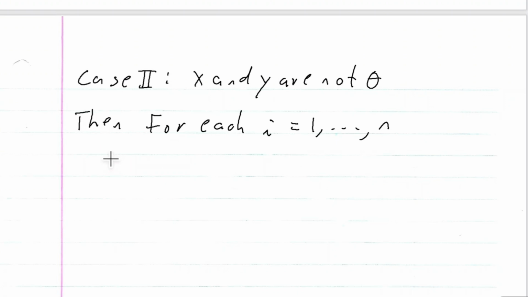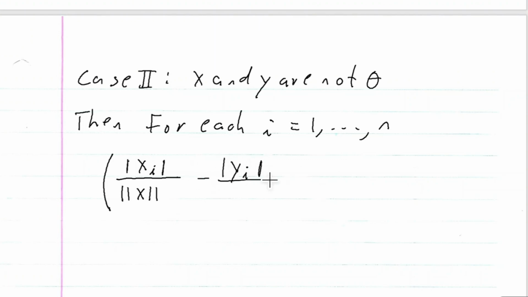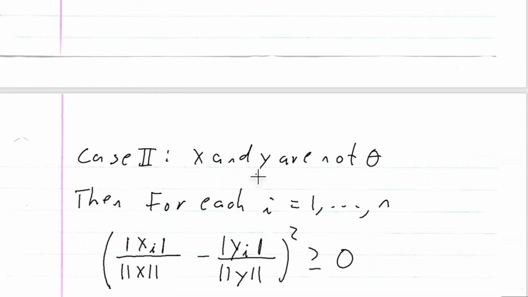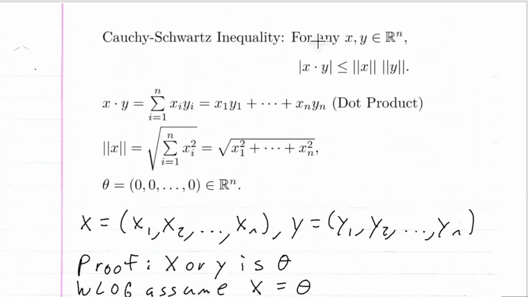So let me write this inequality. We know that the absolute value of x of i over the norm of x, minus the absolute value of y sub i over the norm of y, squared, is bigger than or equal to 0. Because this is a real number, and then minus this is a real number, so this whole thing is a real number, and we know any real number squared is going to be bigger than or equal to 0. Now, we use this inequality to get our Cauchy-Schwarz inequality up here.